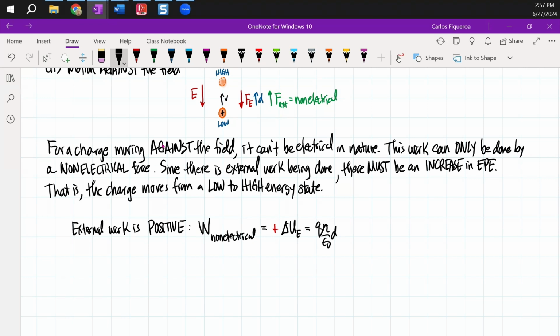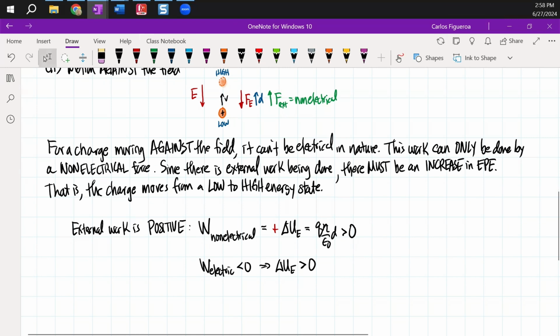However, we're also seeing here that the electric work, well, that still implies that in this case, this electrical work is negative while the non-electrical work is positive. And that implies then that the potential energy will also be positive because of Newton's third law. So that is the cause of that increase in energy.